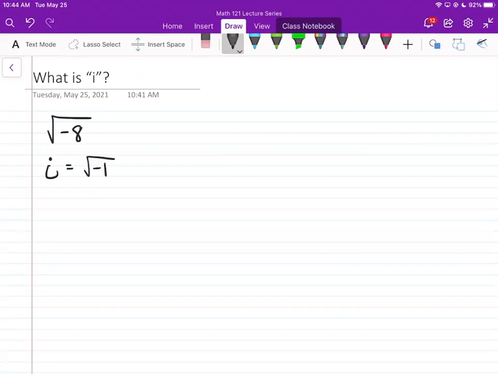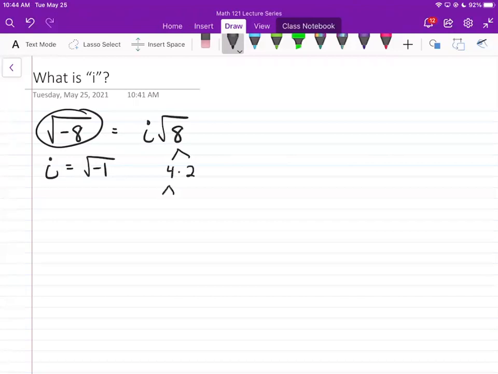The best way to use i is when you're dealing with something like this, the square root of -8, and you see a negative underneath the radical, immediately pull out an i, and then you can take the square root as you would have previously. We would factor the 8 into 4 times 2, which becomes 2 times 2 times 2. Because it's a square root, we're looking for groups of 2. So this would become 2i square root of 2.